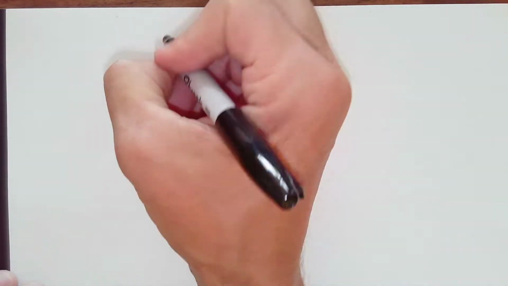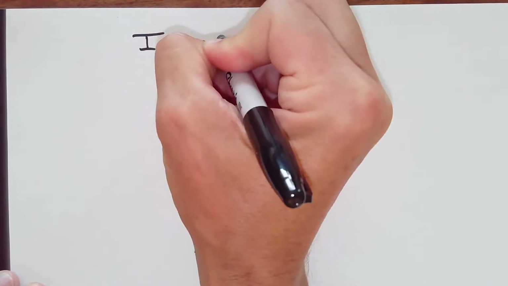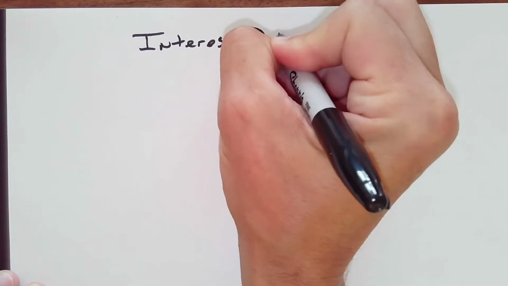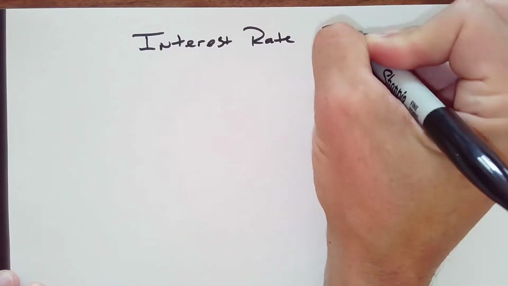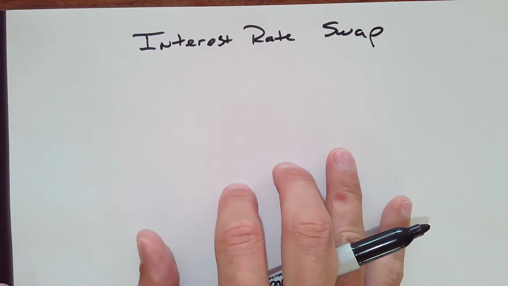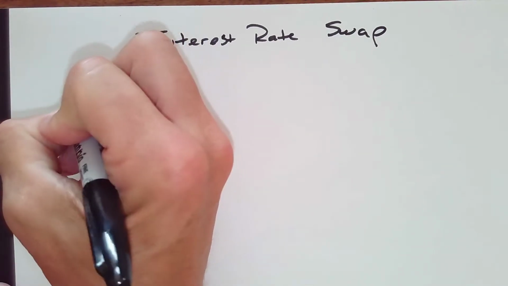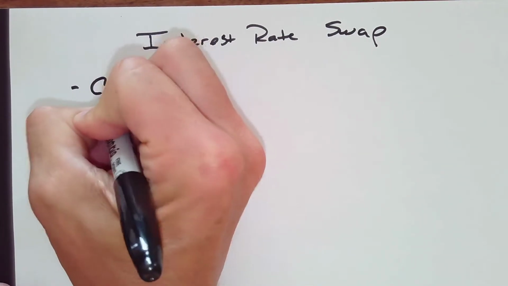So in this interest rate swap contract, what are the key variables? What are the variables that you would expect to see? Well, as in any of these contracts, we'd want to talk about the counterparties.